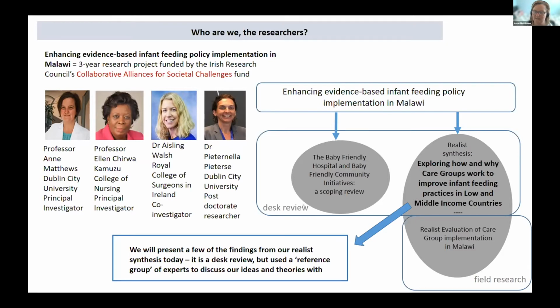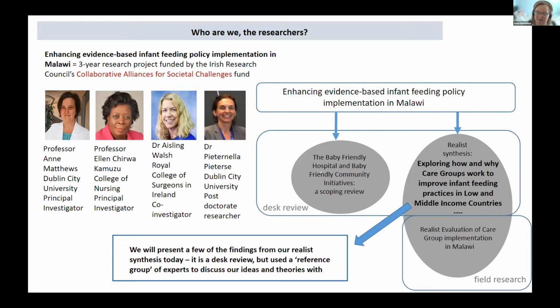On this slide, you'll see we're currently doing a scoping review on the Baby Friendly Hospital Initiative and the Baby Friendly Community Initiative. These are from the World Health Organization and UNICEF. You might have heard of them for decades, trying to bring in these 10 steps to support breastfeeding and safe infant feeding practices, whatever happens to be the case.